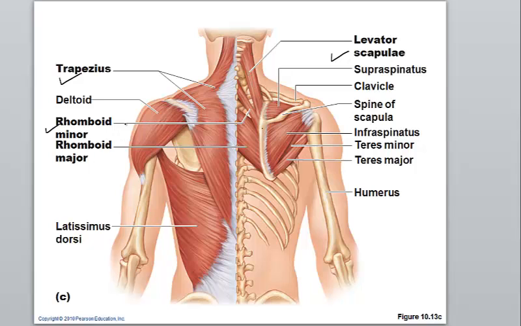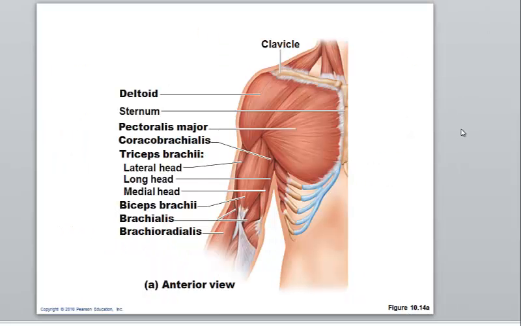Okay, rhomboid minor and major. So if you remove the trapezius, you're going to see your rhomboids, right? You have the small one, minor, and the larger one, major. Okay, what are they going to do? They're going to stabilize the scapula, and they're going to square the scapula, like when you're standing straight and you're squaring the shoulder. That's basically what the rhomboids are going to do. Okay, now this finishes your upper girdle. Now we can move on to your upper limb.